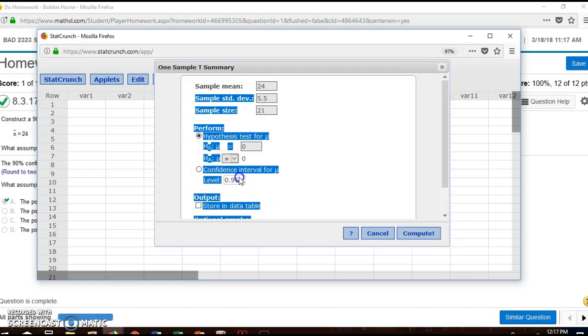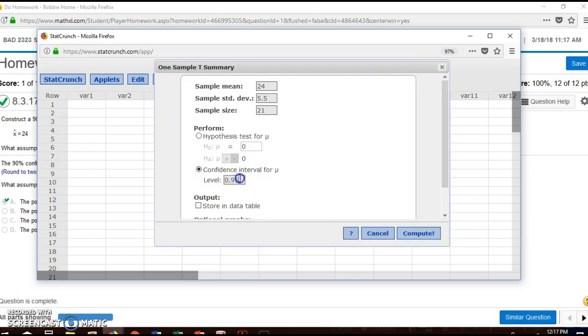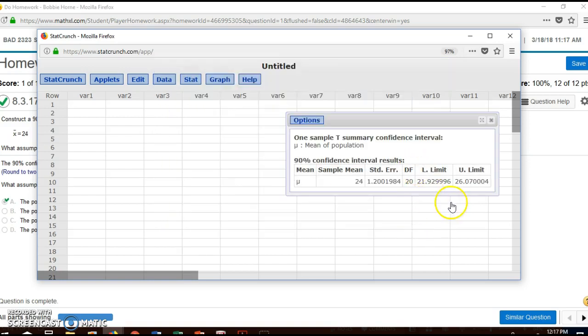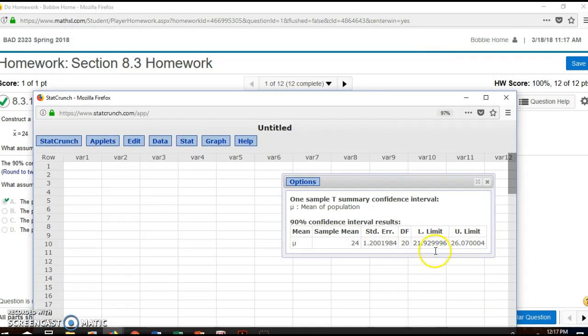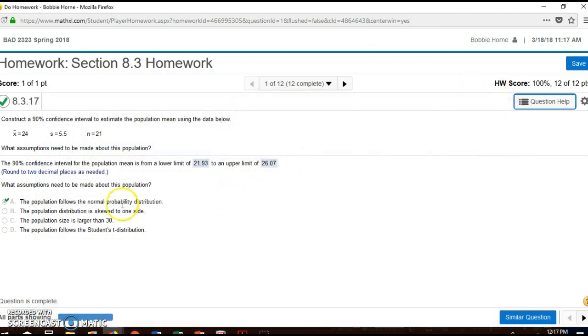So let's put in, click on confidence interval and click on 90% and click compute, and it's going to give you the lower and the upper, and you need to round to the second decimal place, so 21.93 and 26.07, and we always assume that the population will follow a normal distribution.